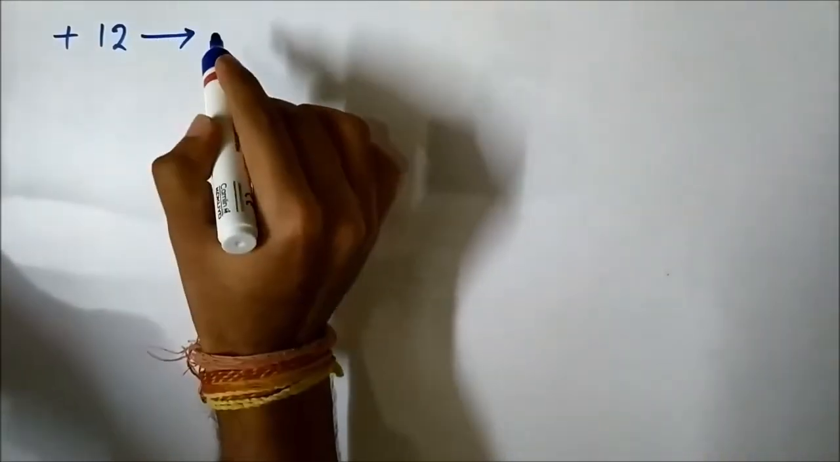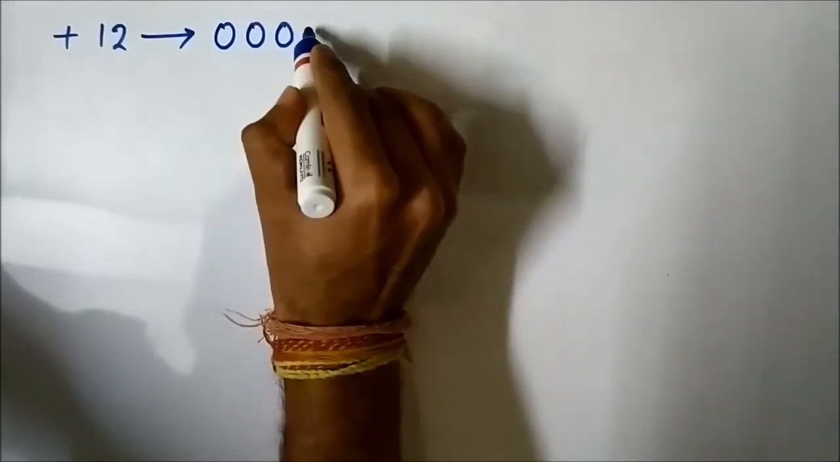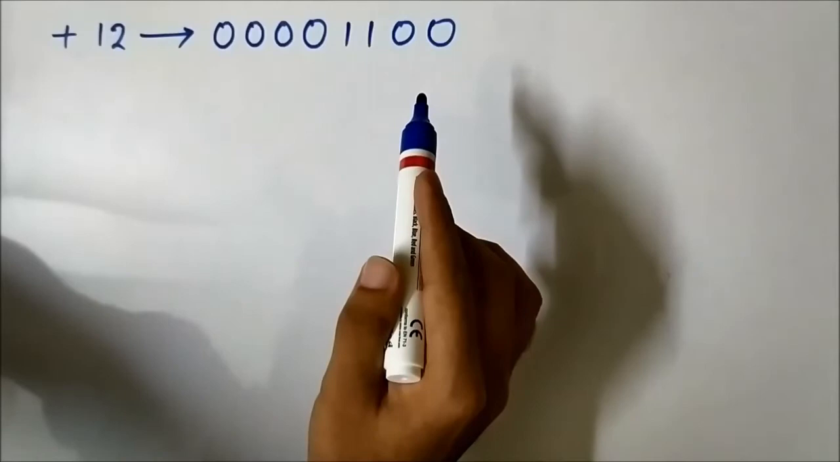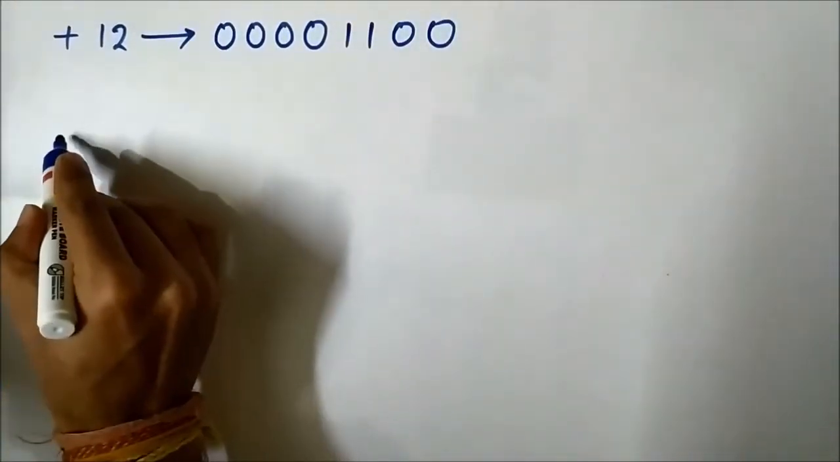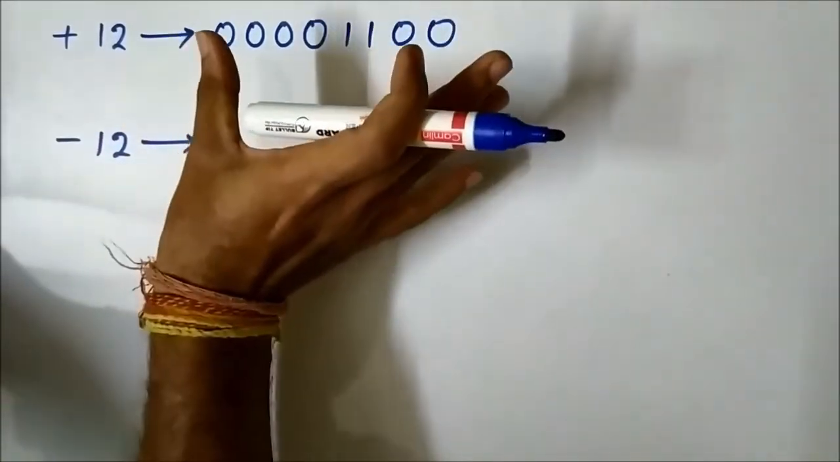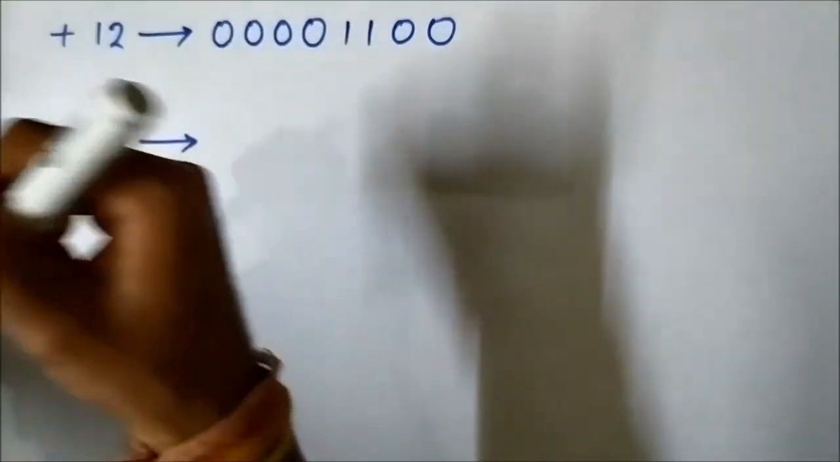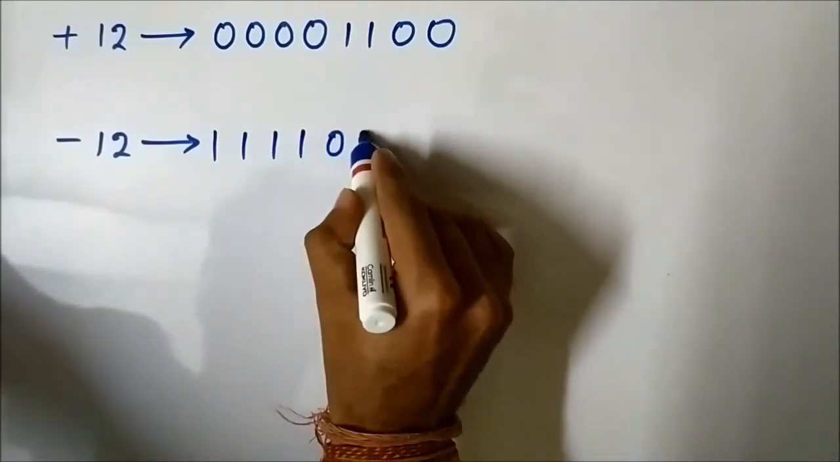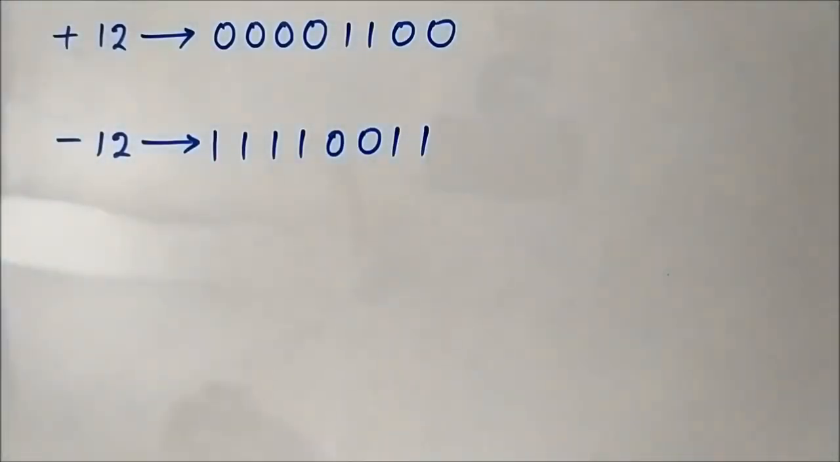Suppose we take the number plus 12 and represent it using 8-bit format. So plus 12 will be represented as 00001100. Now we have to determine the binary representation of minus 12 using 1's complement system. Minus 12 will simply be the 1's complement of the binary representation of plus 12. It's simple, change every 0 bit to 1 and every 1 bit to 0. So it will be 11110011. That will be minus 12.